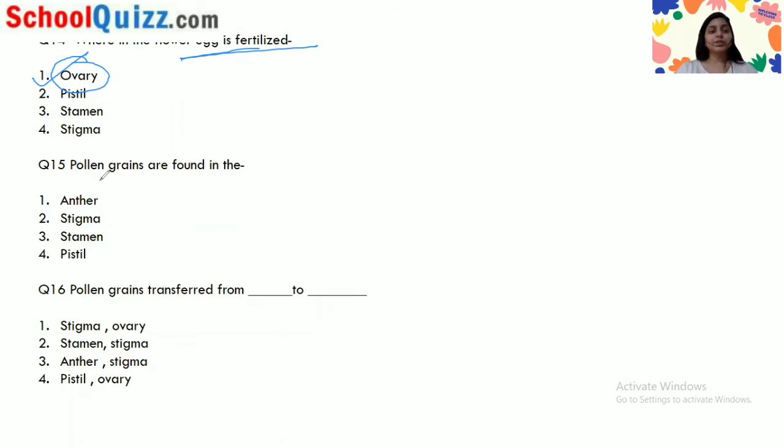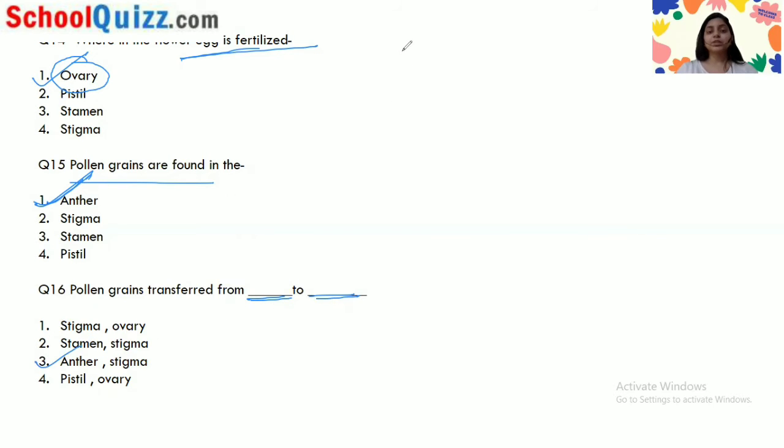Question number 15: pollen grains are found in the. Option 1, you have anther, stigma, stamen, pistil. So the pollen grains are found in the anther. Pollen grains are transferred from, option 1, stigma to ovary. That is not correct. Stamen to stigma, anther to stigma, and pistil to ovary. The answer will be anther to stigma.